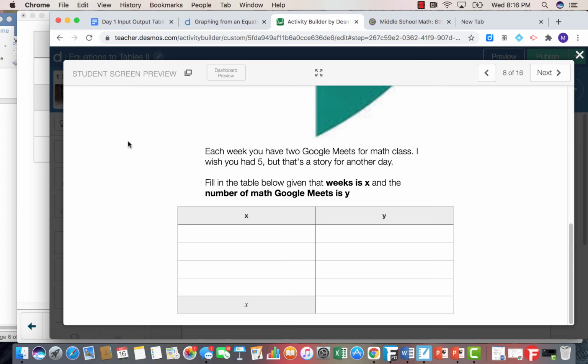All right, so I'm just recapping from the middle of your notes here. It says each week you have 2 Google Meets for math class. I wish you had 5, but that's a story for another day. Fill in the table below, given that weeks is X and the number of math Google Meets is Y.